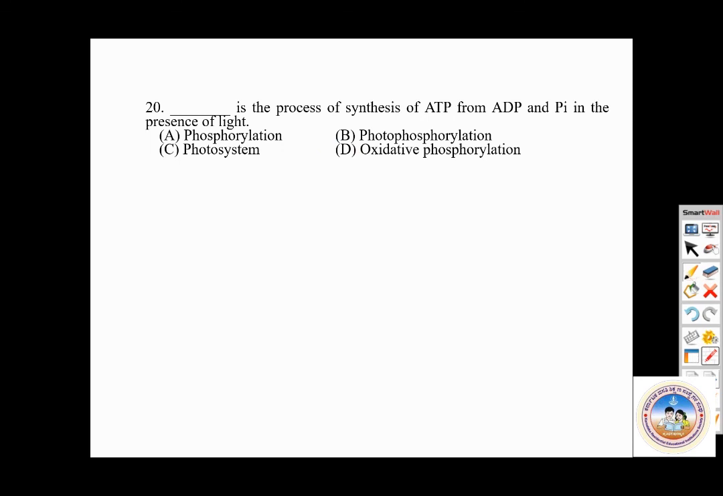Now the last question. Dash is the process of synthesis of ATP from ADP plus inorganic phosphate in the presence of light. The addition of inorganic phosphate to the ADP, what do we call it as? We call it photophosphorylation. We usually call it as your photophosphorylation.